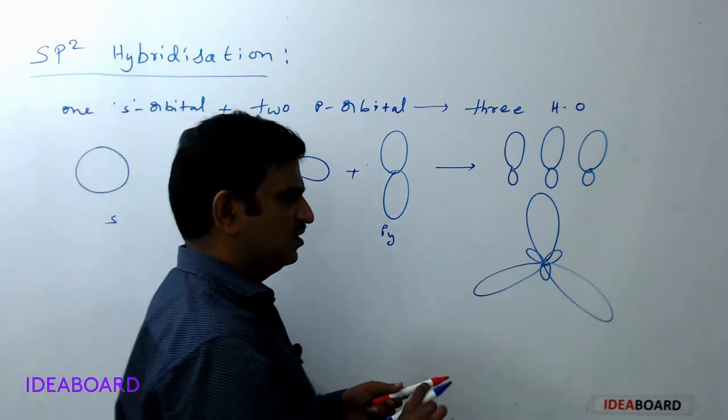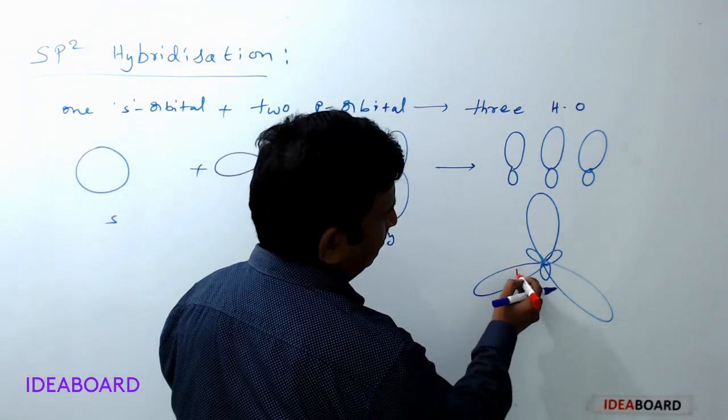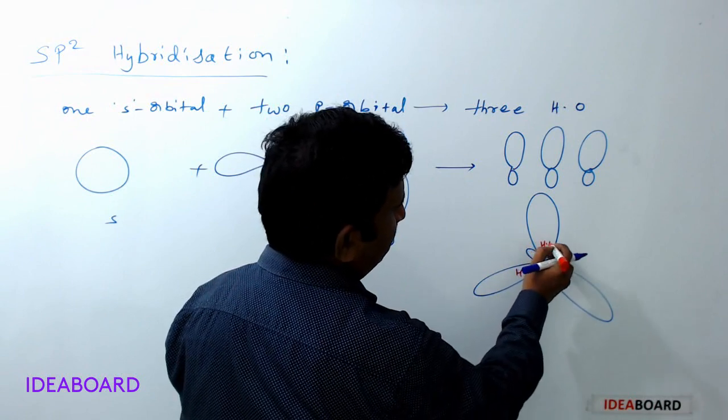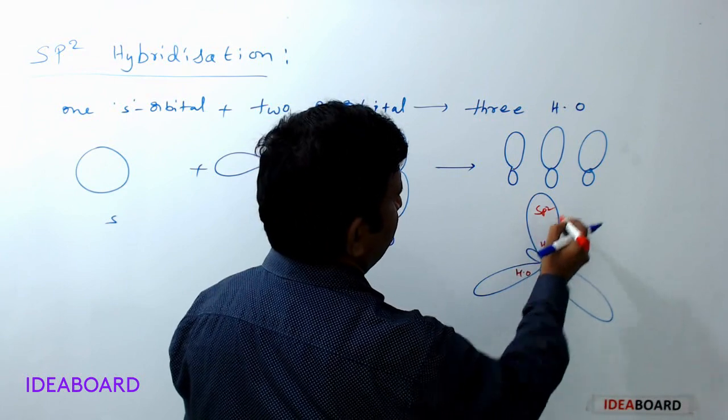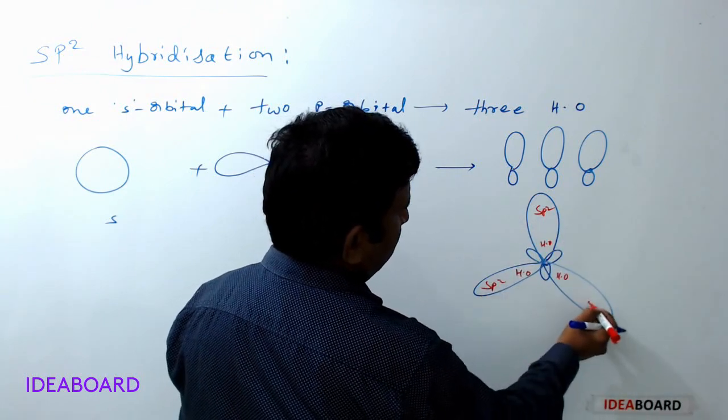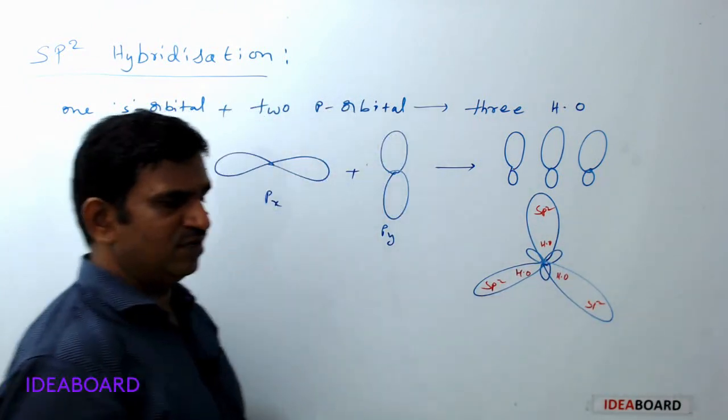These are hybrid orbitals, not pure orbitals. This is a hybrid orbital, and this is an sp2 hybrid orbital. Okay, each one is an sp2 hybrid orbital.